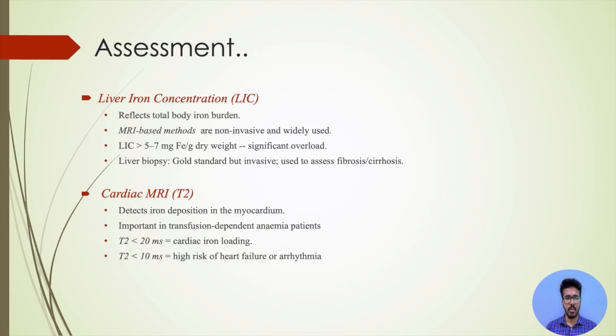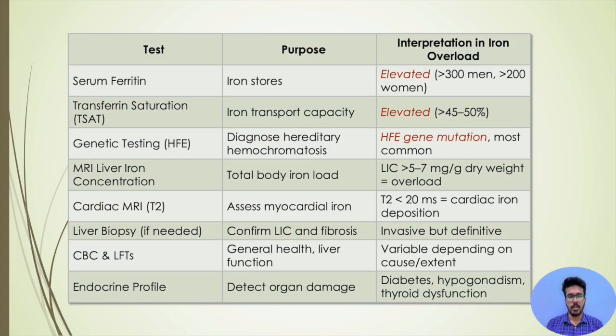It is used to assess fibrosis and cirrhosis. Cardiac MRI detects the iron deposition in myocardium. It is important in transfusion dependent anemia patients. T2* MRI less than 20 milliseconds indicates cardiac iron loading, whereas T2* MRI values less than 10 milliseconds have high risk of heart failure and arrhythmias. These are the assessment methods of iron overload.